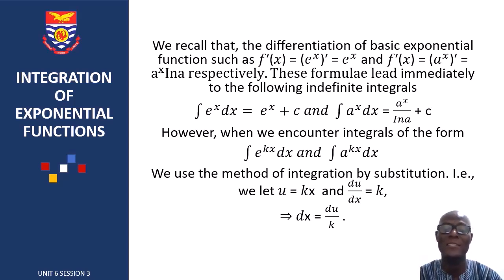That is by letting u equals kx and differentiating u with respect to x, du over dx gives k, and making dx the subject, we have du over k. This is because the exponent of e is kx and that of a is kx.